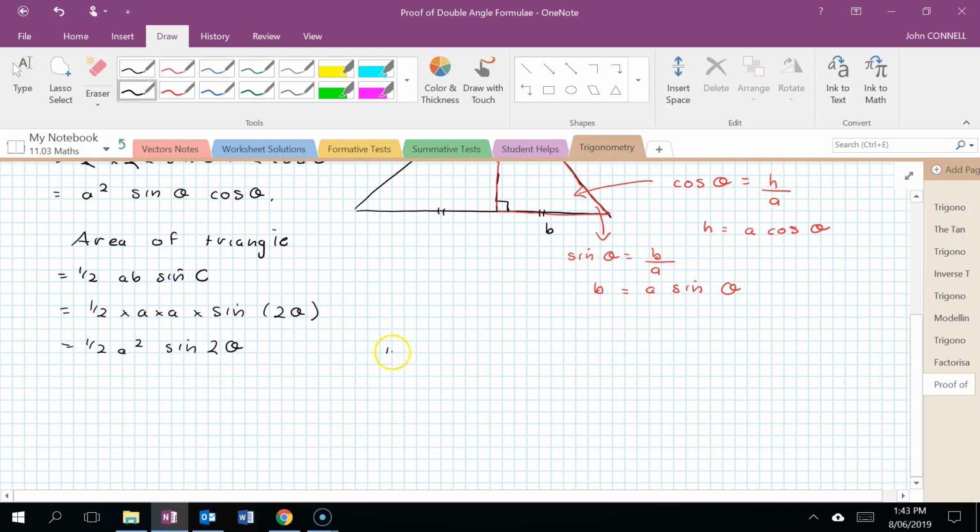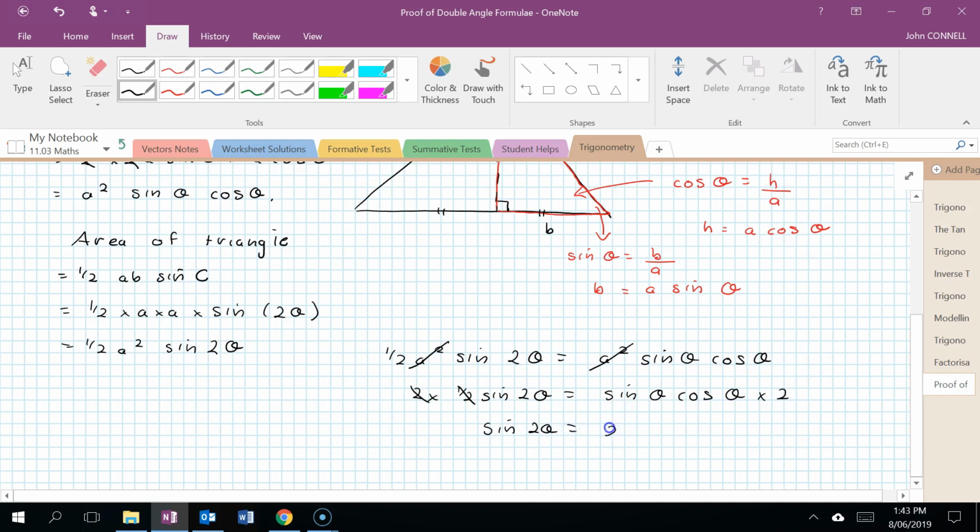So we can say that a half A squared sine 2 theta is A squared sine theta cos theta. And so I can cancel out the A squareds, so I get that a half sine 2 theta is sine theta cos theta, and then I can just multiply both sides by 2. So if I multiply 2 by a half, that'll cancel. So I get sine 2 theta is just 2 lots of sine theta cos theta. And so that is the proof of this sine one.